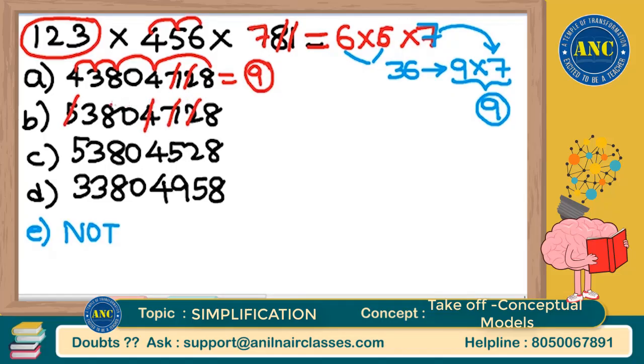5 plus 4 is 9, cancelled. 3 plus 8 is 11. 11 plus 8 is 19. 19's digital sum is 1. Not correct. Incorrect.